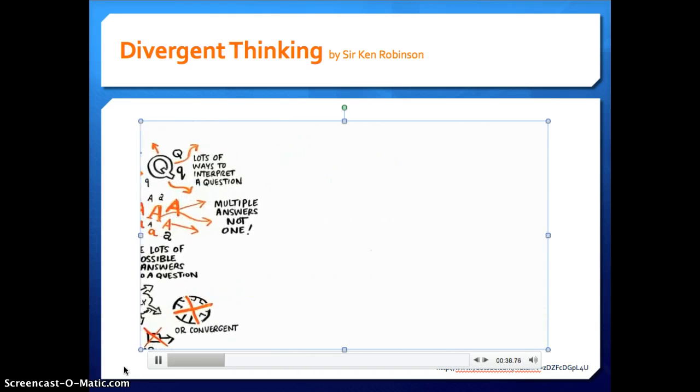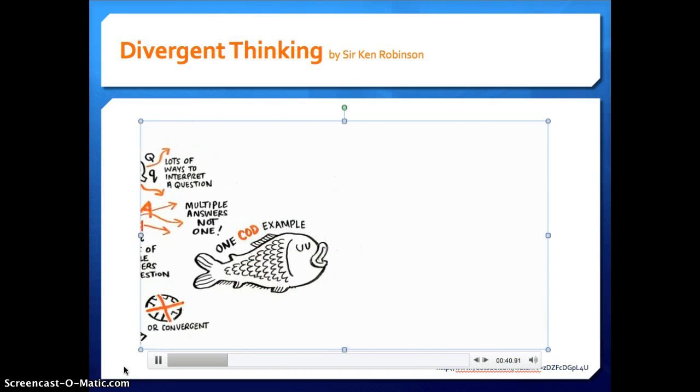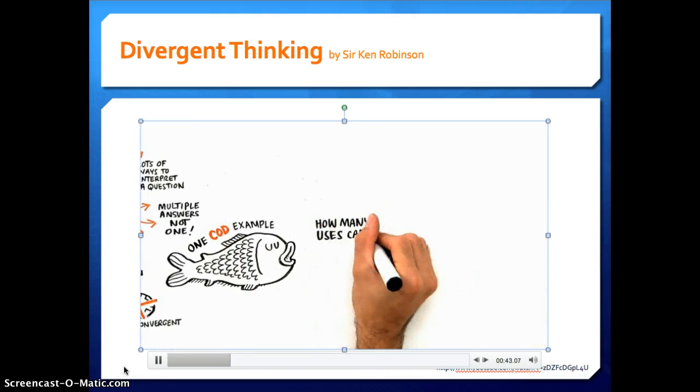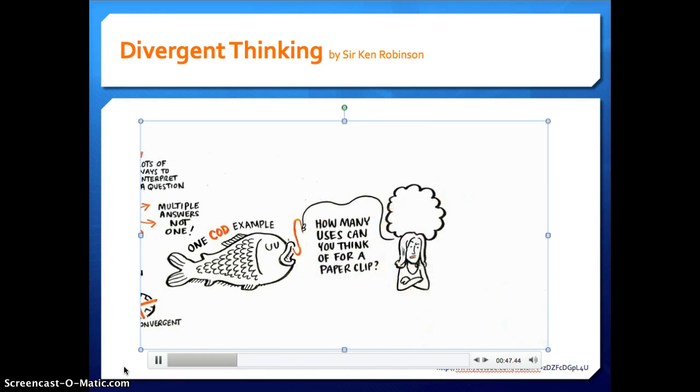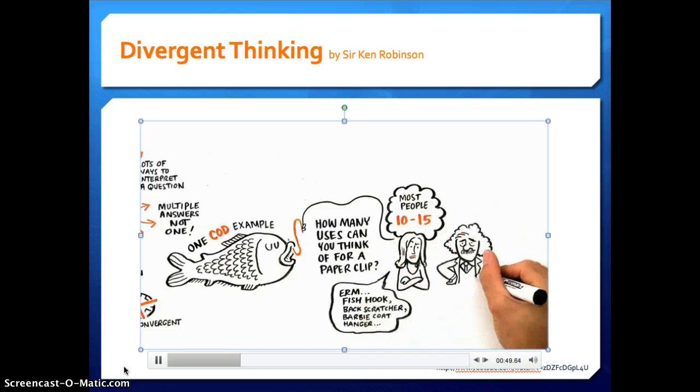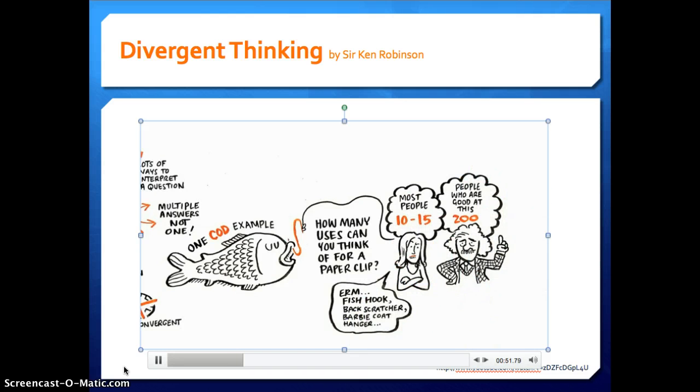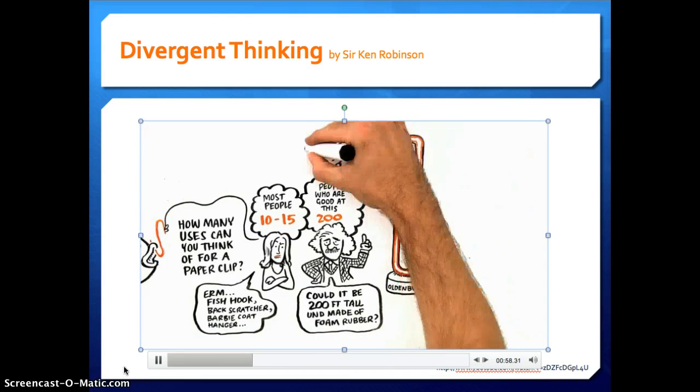So, I mean, there are tests for this. One kind of cod example would be people might be asked to say, how many uses can you think of for a paperclip? One of those routine questions. Most people might come up with 10 or 15. People who are good at this might come up with 200. And they do that by saying, well, could the paperclip be 200 foot tall and be made out of foam rubber? Does it have to be a paperclip as we know it?